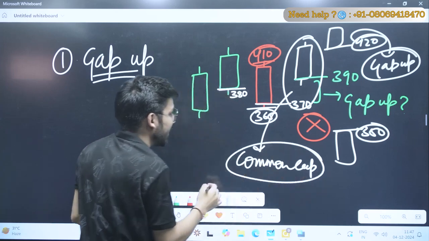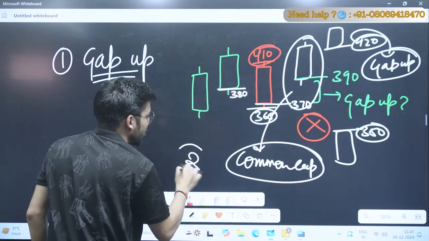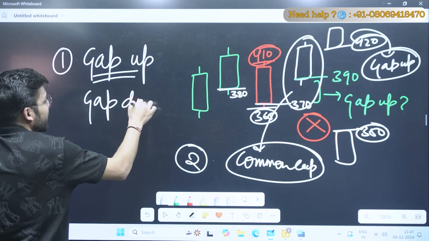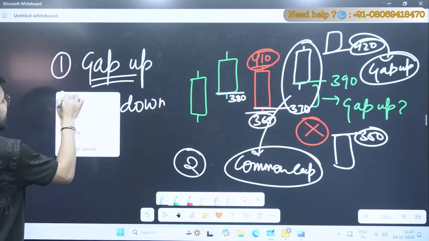Now, what is a common gap? That is the second kind of gap. We talked about the first one, that is a gap up, or you can say gap down as well. So we have covered both of them. So what was that?